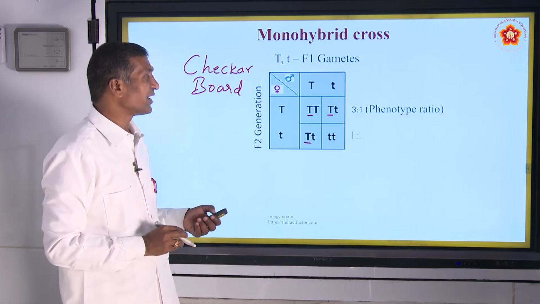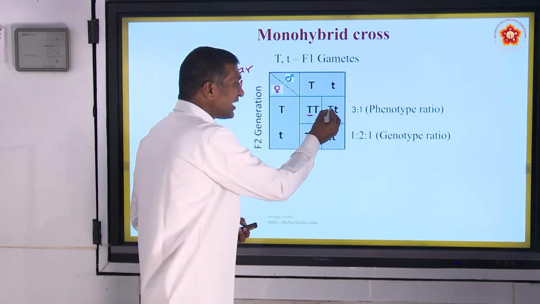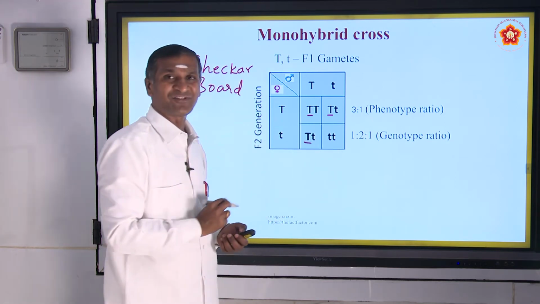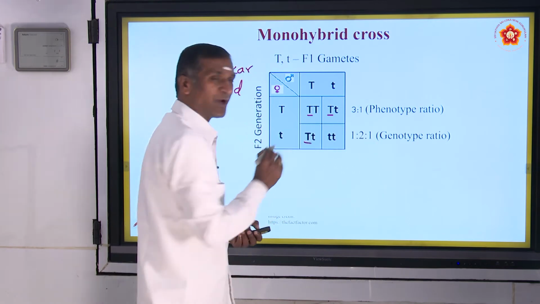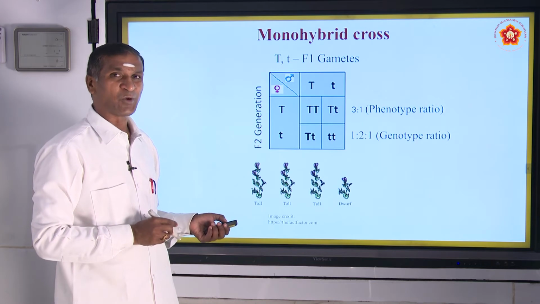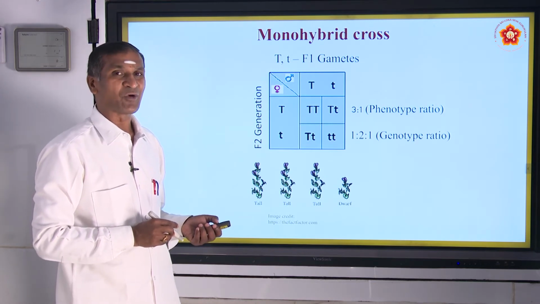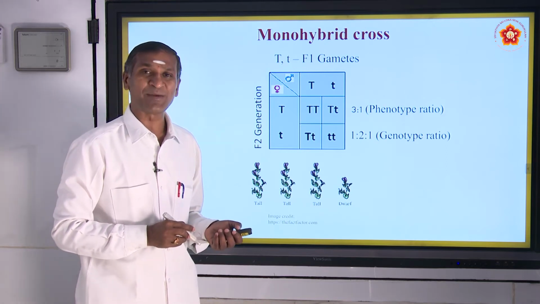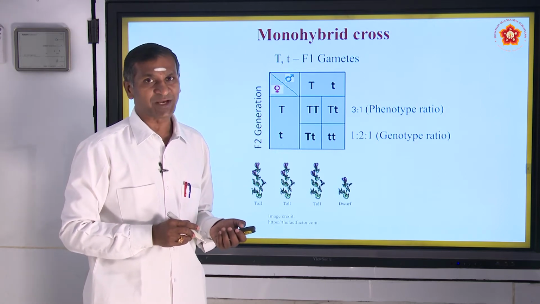So, 3:1. And the genotype, homozygous tall, heterozygous tall are 2, homozygous dwarf is 1. So, 1:2:1 is the plants. I hope all of you have done this monohybrid ratio for proving the ratio as 3:1. Monohybrid cross experiment to prove that its ratio is 3:1.